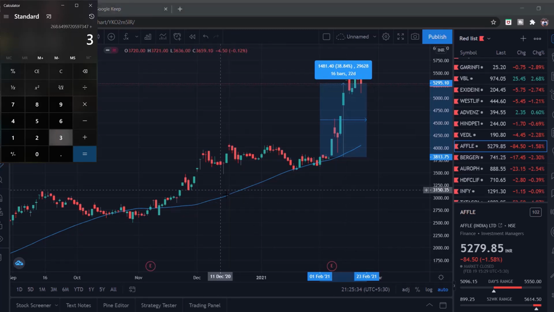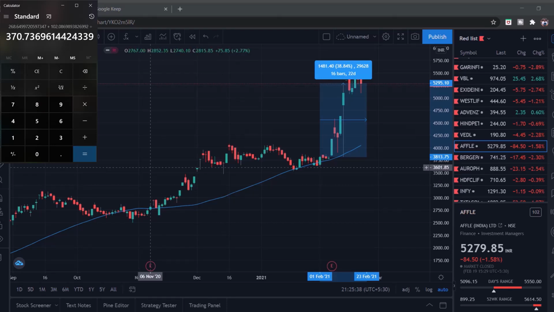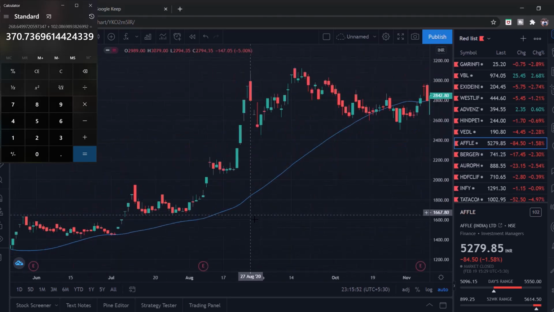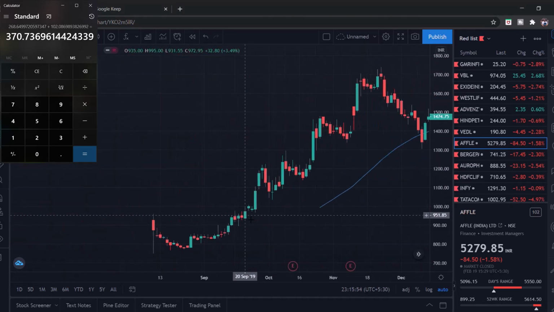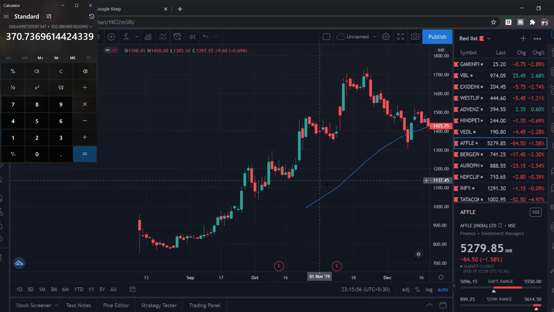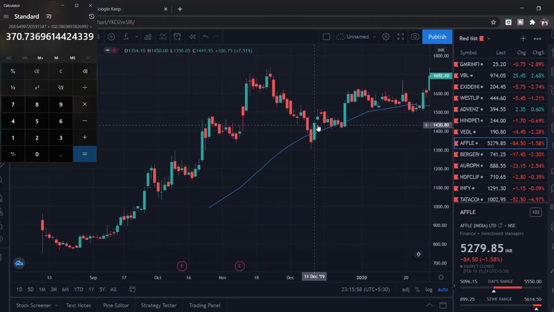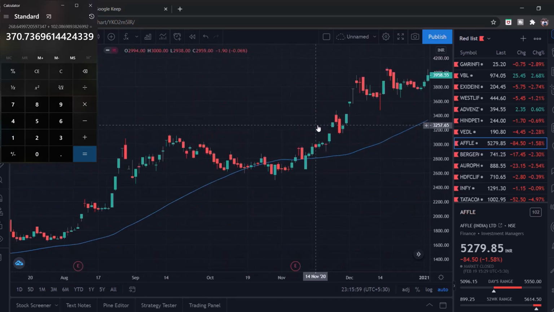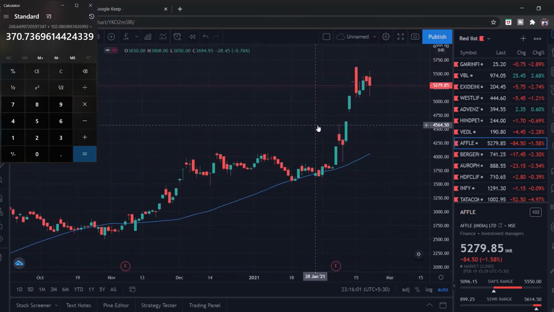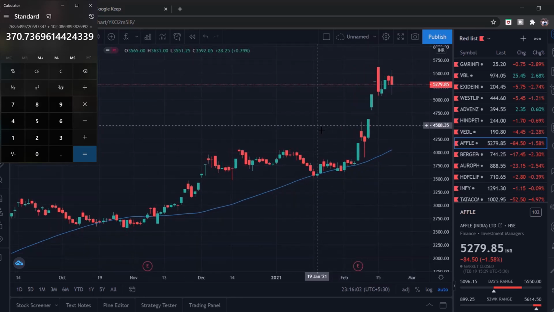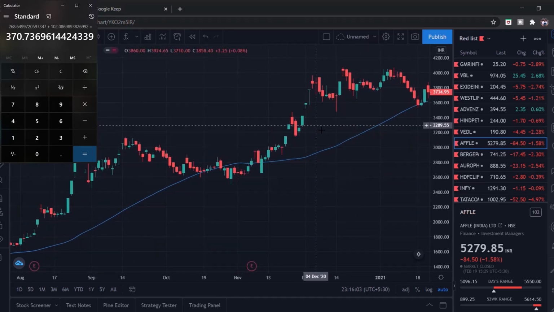So let's add 38%. We have 370 rupees. This is more than triple. And all of this is in just a span of little more than a year. We started at December of 2019, and now it is Feb of 2021. So that is exactly 1 year, 2 months, and now we have 370 rupees.